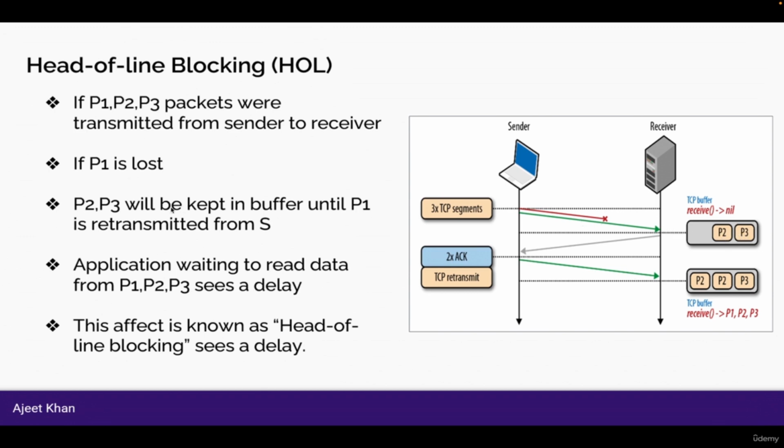So P2, P3 will be kept in buffer until P1 is retransmitted from sender. This is the buffer in gray color, and here P2 and P3 are kept in it, and the receiver will send 2 acknowledgements for 2 packets, and then the TCP retransmit happens and it will again send the P1 packet. So in this scenario, the application is waiting to read data from P1, P2, P3. So the application waits some time to read the data from these packets and it sees a delay. This effect is known as head of line blocking.